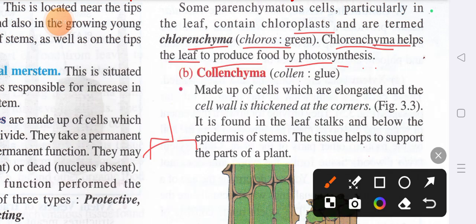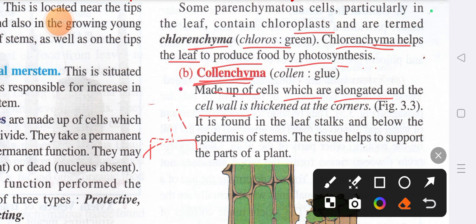Alright, now what we have is collenchyma. Collenchyma is a very delicate type of tissue which gives flexibility and mechanical support to the plant. It is made up of cells which are elongated, and the cell wall is thickened at the corners, which means like this. Just a minute.